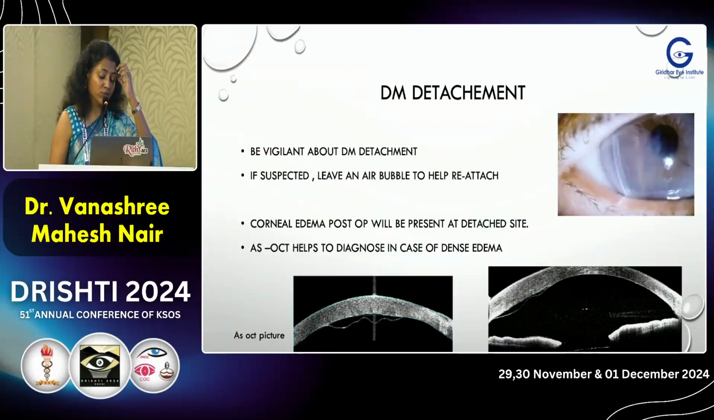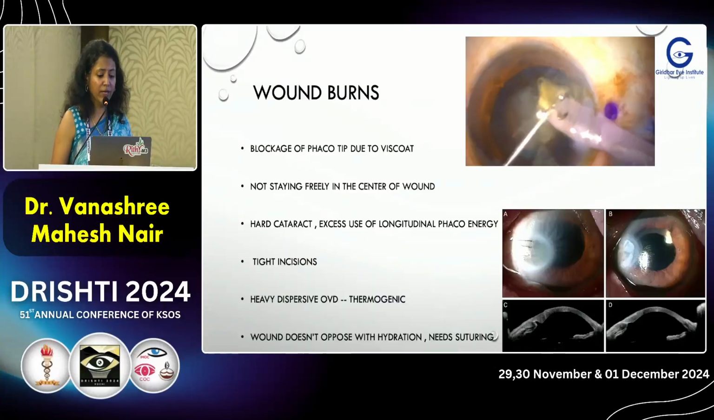Coming to DM detachment, if there's a localized detachment, localized corneal edema that you see more near the wounds, think of DM detachment. The definitive way to know would be to do an ASOCT. That will give you a picture of whether there's a DM detachment. If there is a big DM detachment, you cannot just leave it alone. You'll have to put in an air bubble or SF6 to help reattach it.